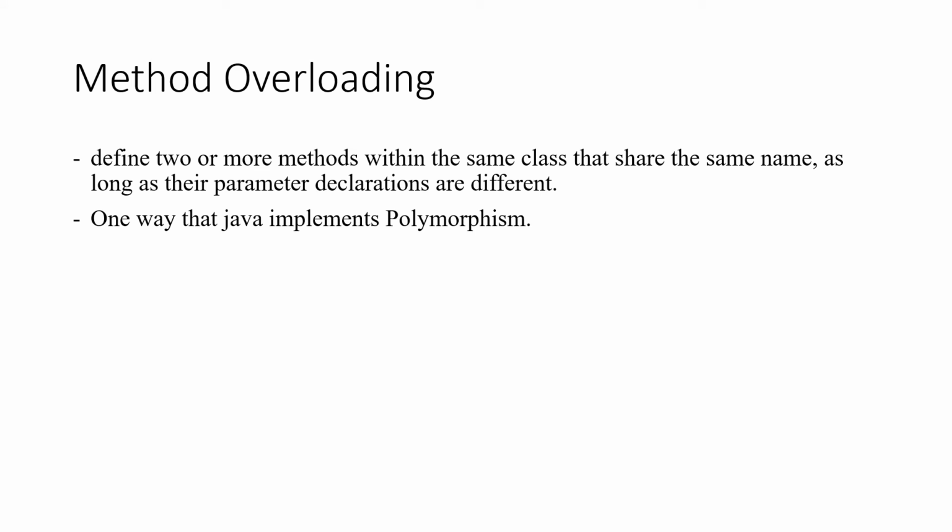Now we can see what is meant by method overloading. In a class, you can define two or more methods with the same name. But when you define them in that way, their parameter declarations must be different. This is a way to implement polymorphism, which is an OOPS concept.